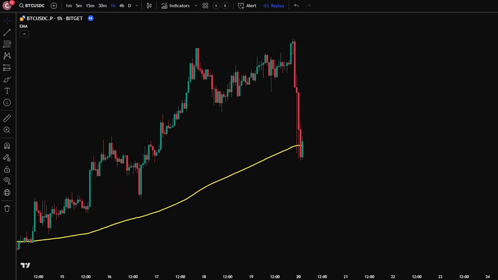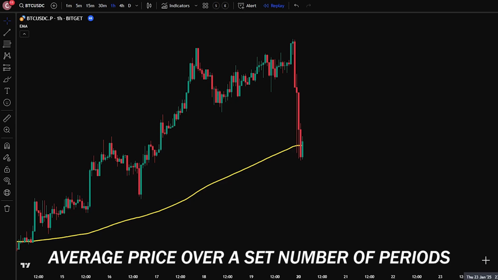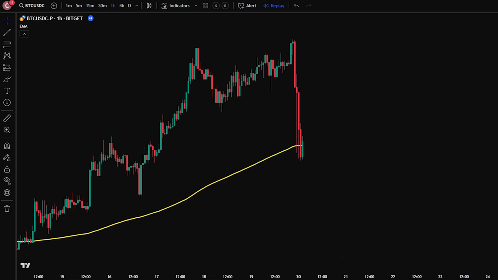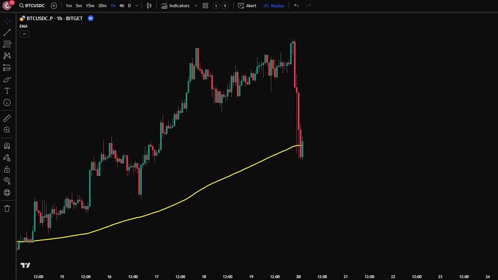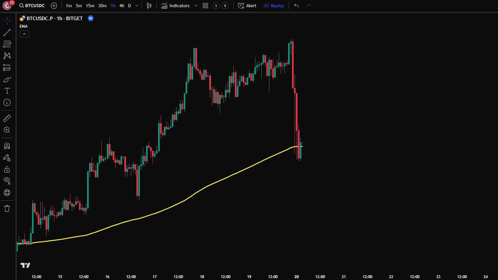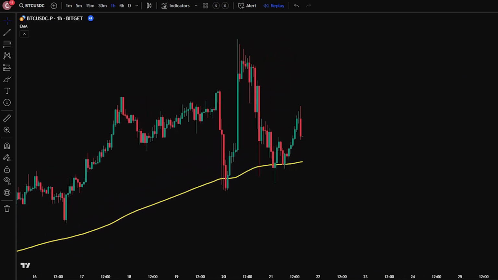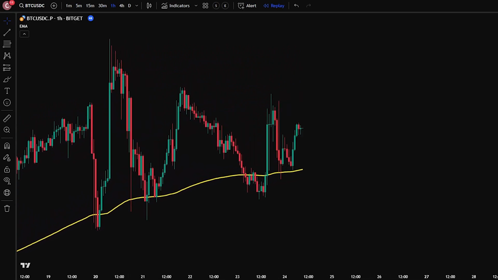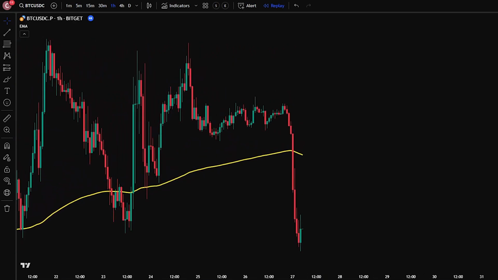A moving average is a tool used in technical analysis to calculate the average price of an asset over a set number of periods. In this case, we are using 200 periods. Each period corresponds to one candle on the chart, which represents a specific time frame, 1 hour, 1 day, depending on your chart settings. The moving part refers to how the average is updated continuously. As new candles form, older ones are removed and the average recalculates. This creates a dynamic, constantly shifting view of the asset's average price over time.